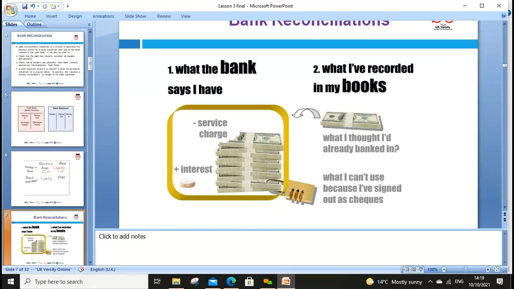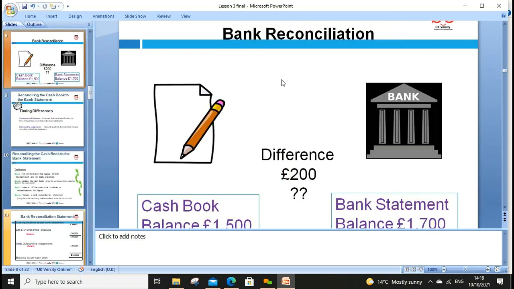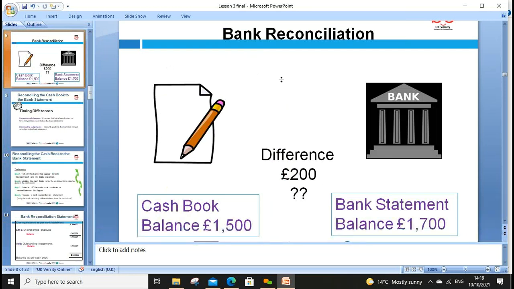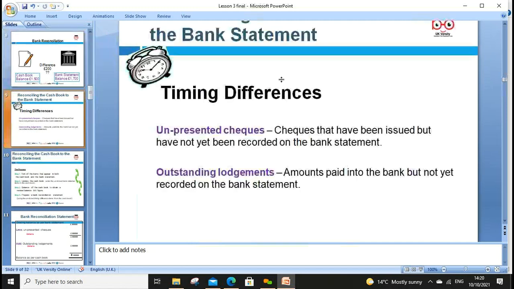What the bank says, such as service charge and interest, and what I have recorded in my books. And what I can't use is a check I have signed out. So we need to reconcile. We have a 200 difference in the bank reconciliation: the cash book is 1500 and the bank statement is 1700. We have to reconcile. So a time difference can be unpresented checks.